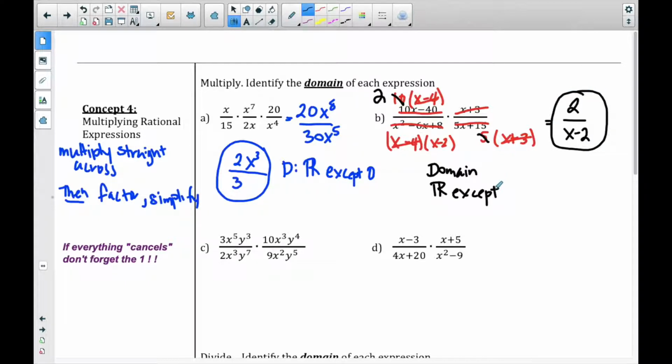Finally, I'm going to look at my domain. It is all real numbers except what?